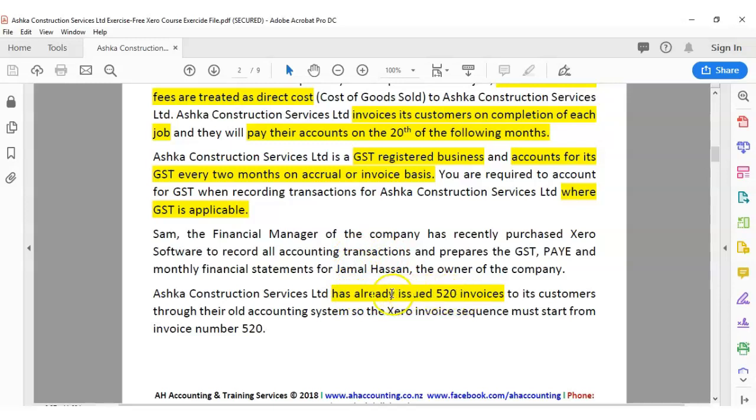When we go into the invoice settings in the back end of the Xero software, we need to set up the invoicing sequence so that Xero doesn't start from invoice 000, which is what Xero usually starts with, but rather starts from 520 and follows on from this sequence, and it should come automatically.